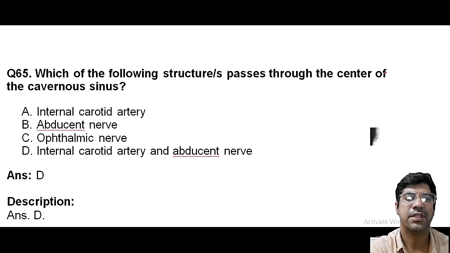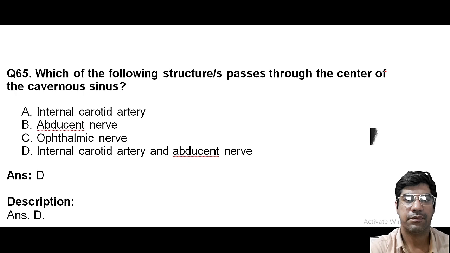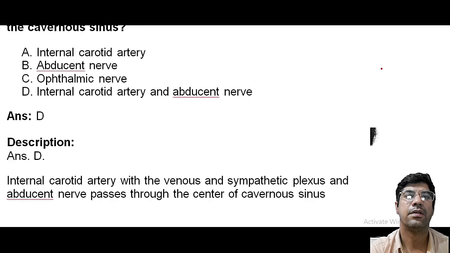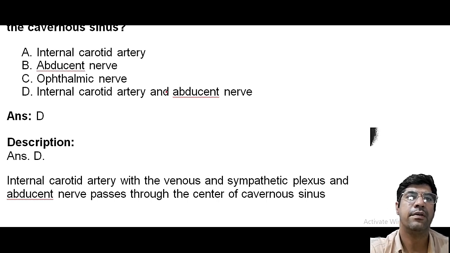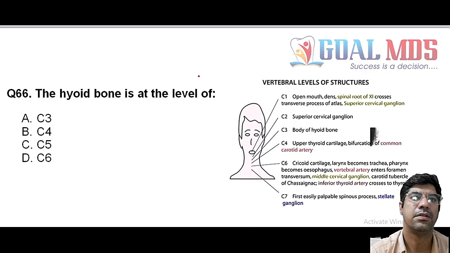Which of the following structures pass through the center of the cavernous sinus? The answer is internal carotid artery and abducens nerve. So the internal carotid artery passes through the cavernous sinus. The abducens nerve also passes through the cavernous sinus. So both the internal carotid artery and the abducens nerve pass through the center of the cavernous sinus.